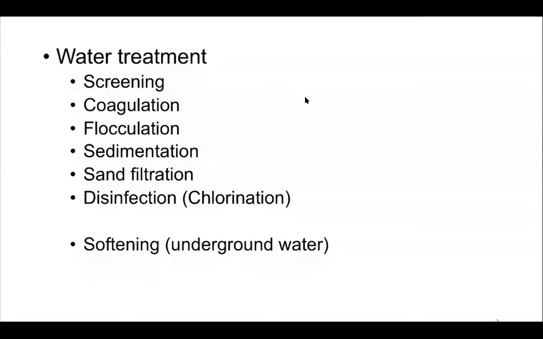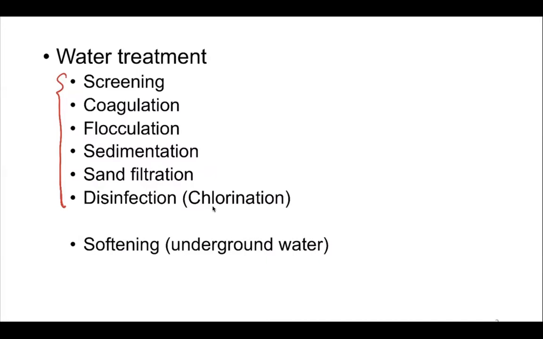For surface water, let's say lake or river water, the treatment is composed of these processes: screening, coagulation, flocculation, and sedimentation. After all the larger particles have settled down, we send the water through centrifugation to remove the smaller particles. Finally, we have disinfection to remove living organisms, like viruses or bacteria, before we send it out to the households.